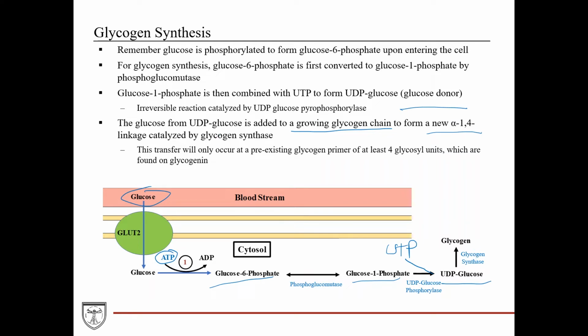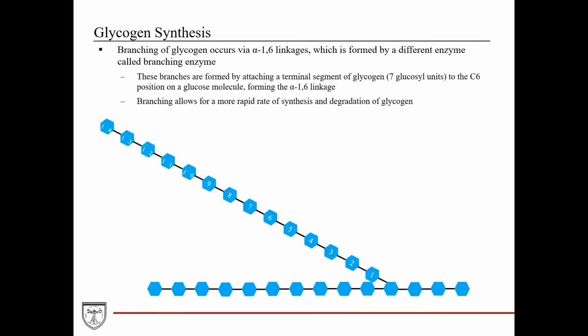Now, this transfer of glucose from UDP glucose to a growing glycogen chain will only occur at a pre-existing glycogen primer of at least 4 glycosyl units, which are found on glycogenin, which is why that protein is so important. You can't do this until you have that primer essentially attached to that protein. All right, so you're synthesizing a chain of glycogen. As you notice in the structure of glycogen, it's a highly branched structure, and that's advantageous, and we'll talk about why in a second here.